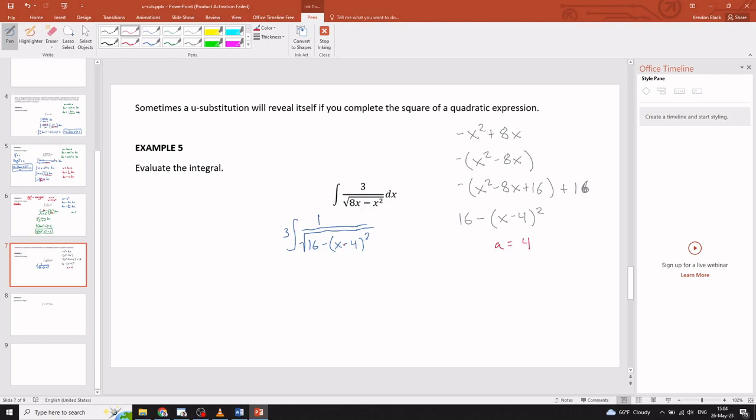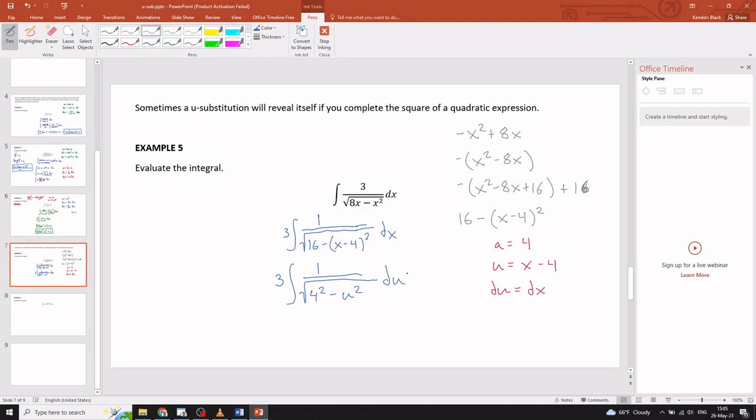And our u squared would have to be x minus 4 squared. So u is x minus 4. Then our du is just equal to dx if we take the derivative there. Okay. So now we have 3 integral 1 over square root. I'm going to write this 16 as 4 squared so it's easier to see, minus u squared, and dx is just equal to du.